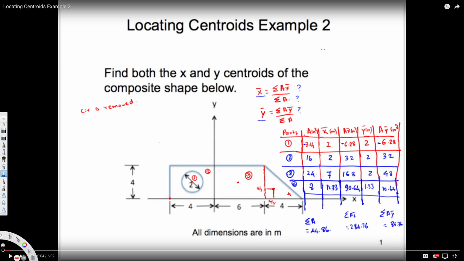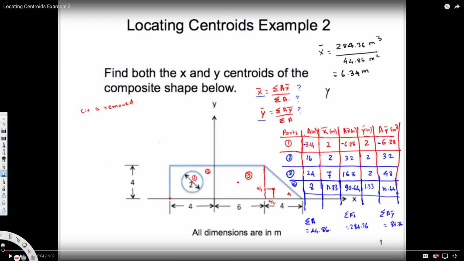Then x bar is going to be sigma ax over sigma a, and sigma ax we calculated here is 284.36. The unit is going to be meter cube, because area times distance, right? So it's going to be meter cube over the area, we are dividing by the area. It's going to be 44.86. The area's unit is meter square. So when you divide, you will get the length, and the value when you divide, you get 6.34 meter, and this is my x bar.